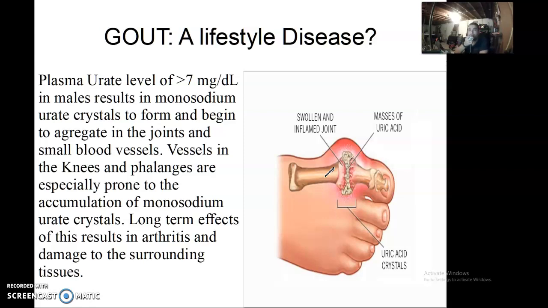This is showing the great toe. However, the knee is a very common place, almost the most likely place, for these monosodium urate crystals to aggregate and start causing damage. The long-term effects are arthritis and, further down the line, some significant joint damage.